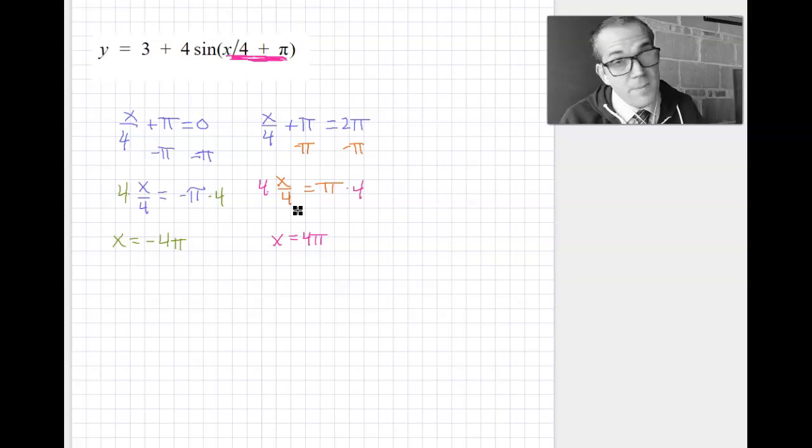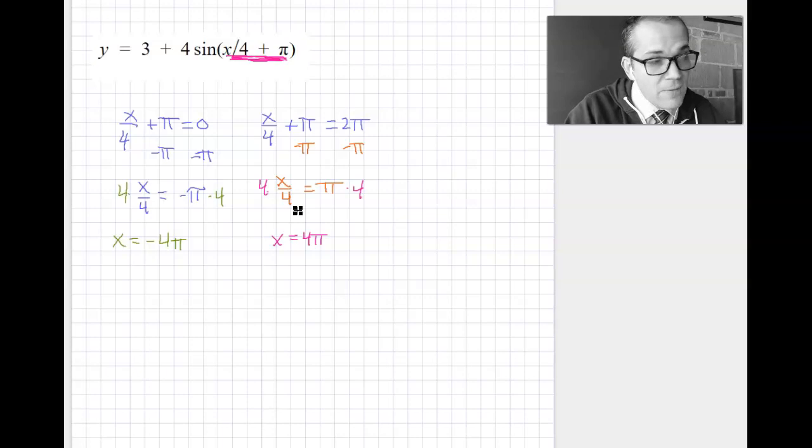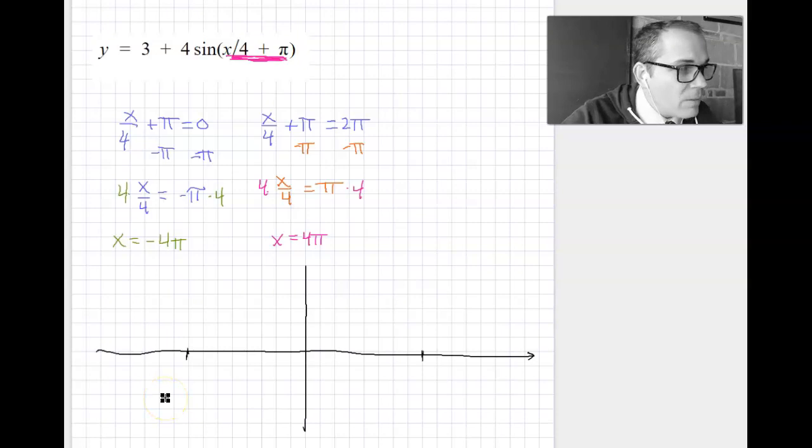All very familiar algebra. We're carrying these pi's around. They're not stressing us out. I now know I start at negative 4 pi and I go through one full cycle until I get to 4 pi. So it goes from negative 4 pi to 4 pi. Here we go, number line. Negative 4 pi is the new start of this function and positive 4 pi is the new ending.